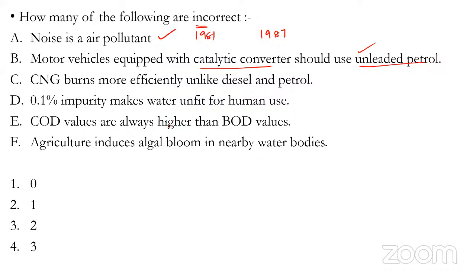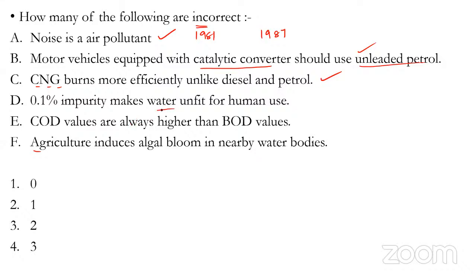CNG burns more efficiently unlike diesel and petrol. CNG stands for compressed natural gas. You have studied the compressed natural gas case study, when a public interest litigation was filed in the High Court of Delhi, where the Delhi High Court reprimanded the government to reduce pollution. They saw that one of the reasons for pollution was the adulteration of petroleum products, that is, petrol used to get mixed with other liquids such as kerosene. So to reduce that adulteration as well as to increase the efficiency of engines, the Government of Delhi introduced compressed natural gas, which is more efficient compared to petrol and diesel. That is a correct statement.